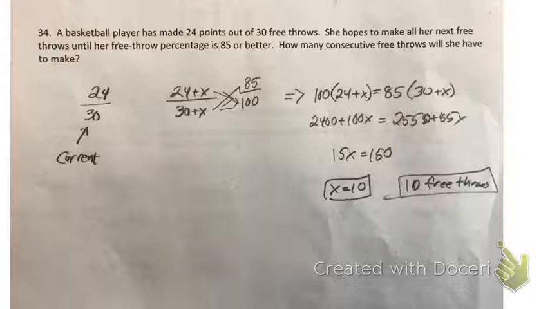So really that could read X is bigger than or equal to 10. Either way suffices because of the way it is. It just says how many consecutive free throws would she have to make. It has to be 10, but she could make more. I'm sure she'd be okay if she keeps making free throws.